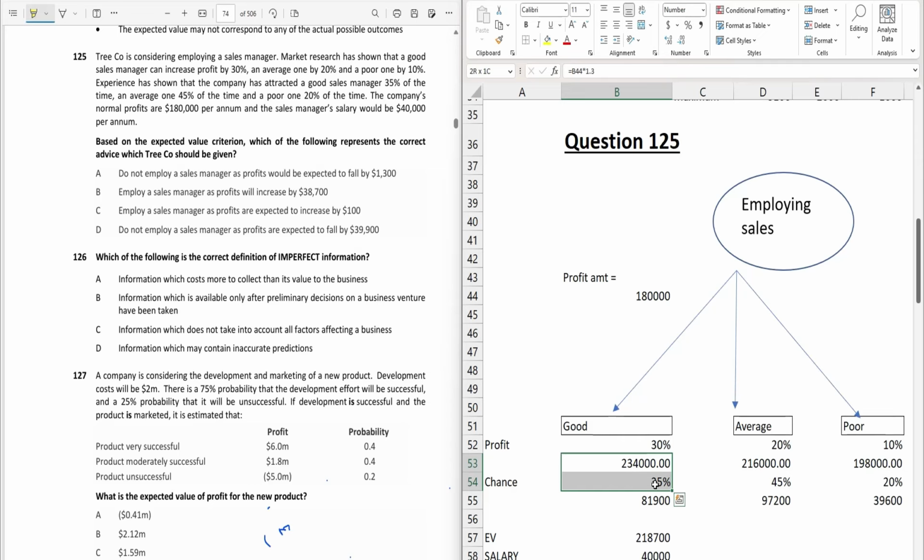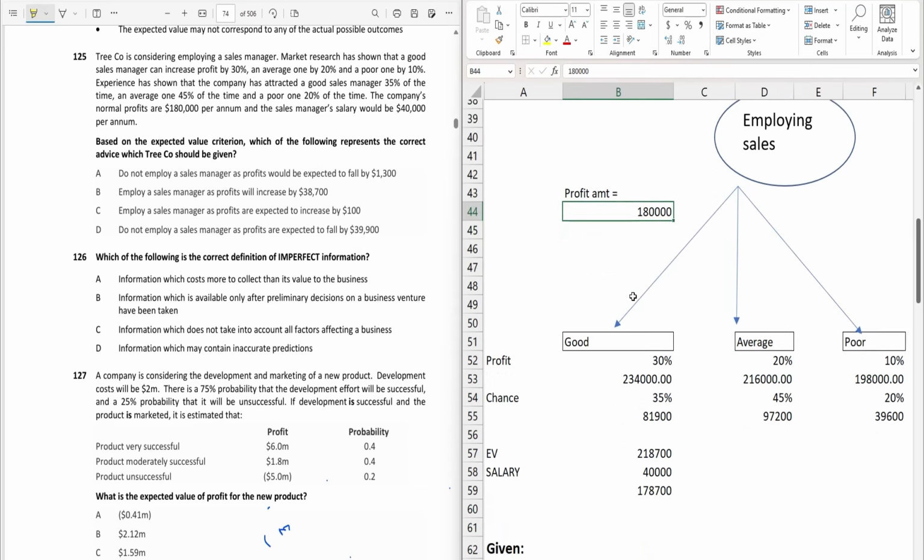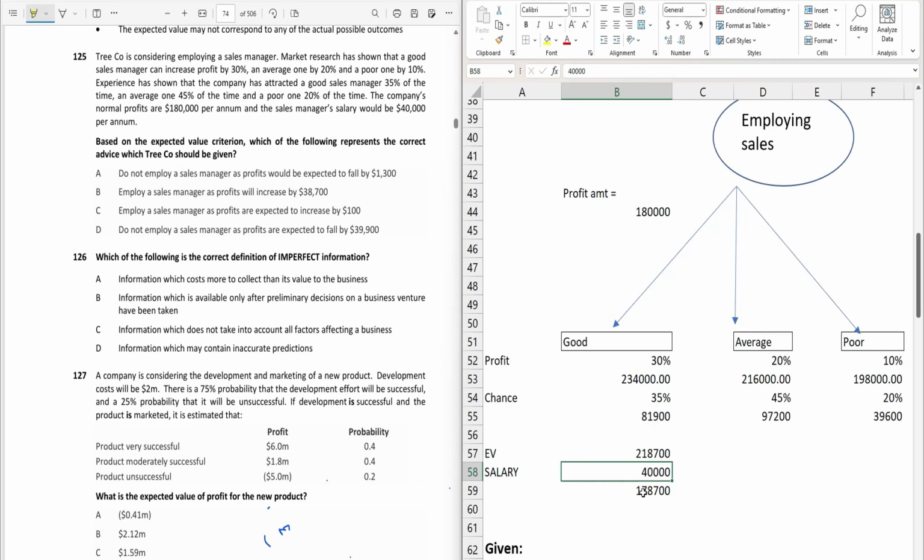So multiply these two, I got 81,900, and multiplying these two, I got 97,200. Similarly for the poor manager, I got 39,600. Now add all of this, we will get our expected value, which is equal to 218,700. Now we need to deduct the salary portion of the manager, which is 40,000. So deducting this, it will give our expected profit of 178,700.